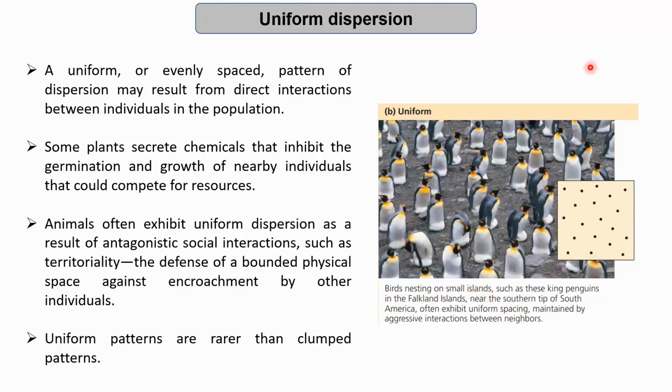Such as these king penguins in the Falkland Islands near the southern tip of South America often exhibit uniform spacing. This uniform spacing is maintained by aggressive interactions between the neighbors. So these penguins do not try to interact with the neighbors, or their interaction with the neighbors is very aggressive. Therefore, they try to maintain some distance from each other, resulting in a uniform pattern of distribution.